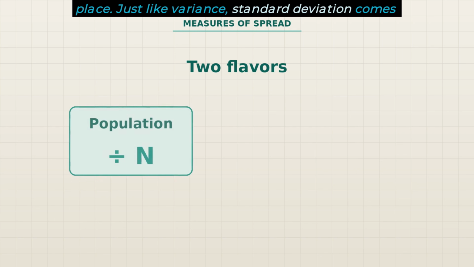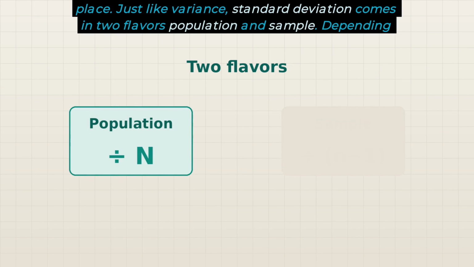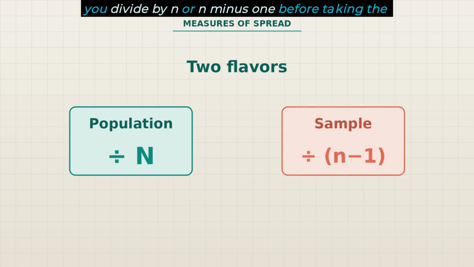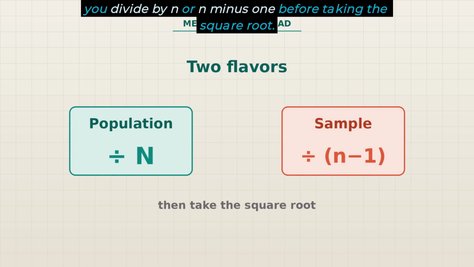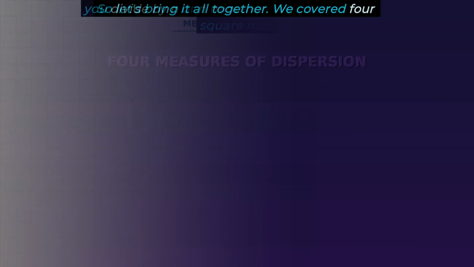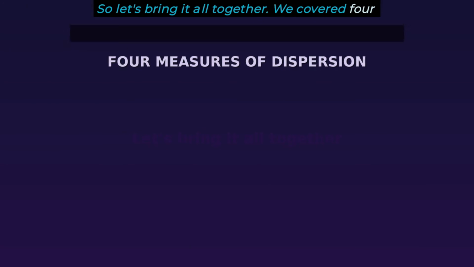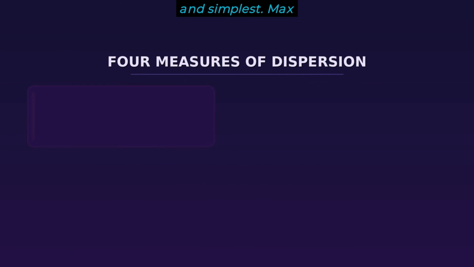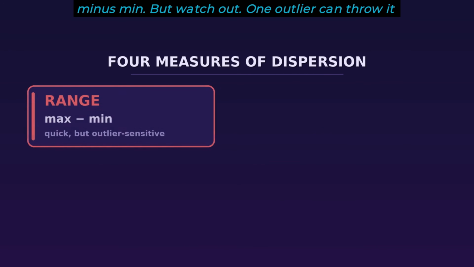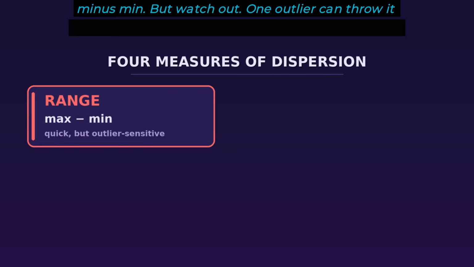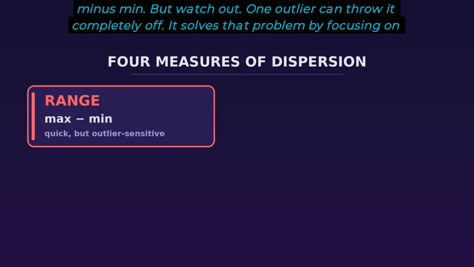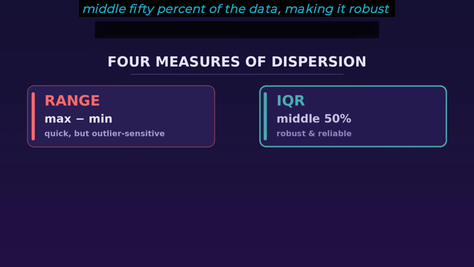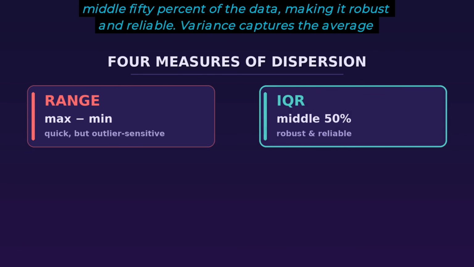Just like variance, standard deviation comes in two flavors: population and sample. Depending on whether you divide by n or n-1 before taking the square root. So let's bring it all together. We covered 4 measures of dispersion today. Range is the quickest and simplest. Max minus min. But watch out, one outlier can throw it completely off. The IQR solves that problem by focusing on the middle 50% of the data, making it robust and reliable.